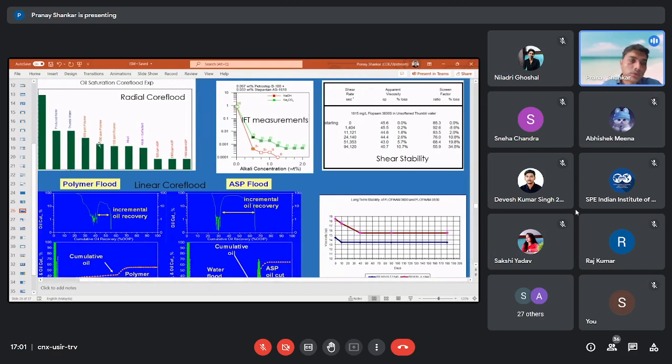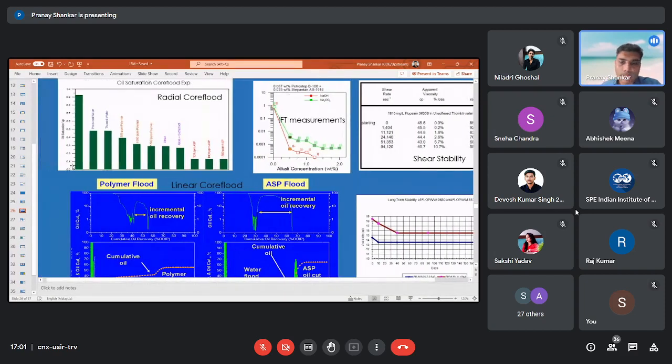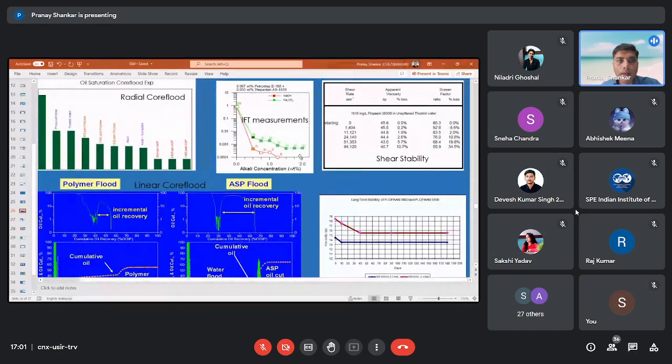But yes, when you do a full field implementation, you should not expect this much reduction, obviously, because of the heterogeneities that are present. Then this is IFT measurement. Again, this is your shear stability. Shear stability is nothing but you see how the viscosity of the polymer changes with the shear rate. As you increase the shear rate, which is indirectly a representation of your injection rate, your viscosity will go down. Apparent viscosity will go down.